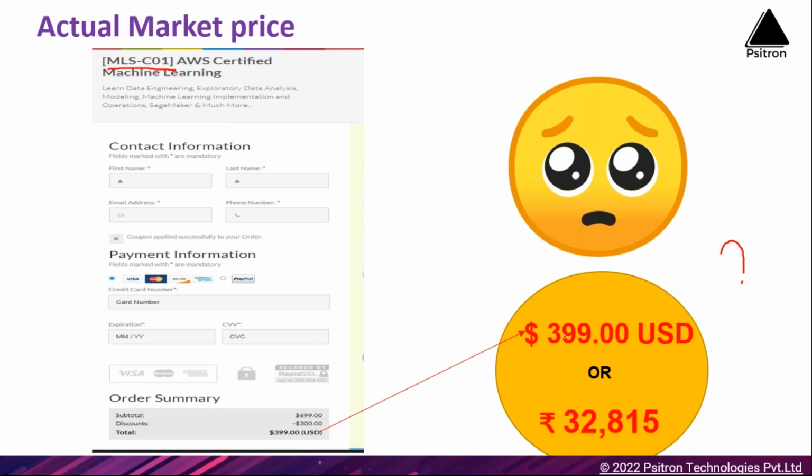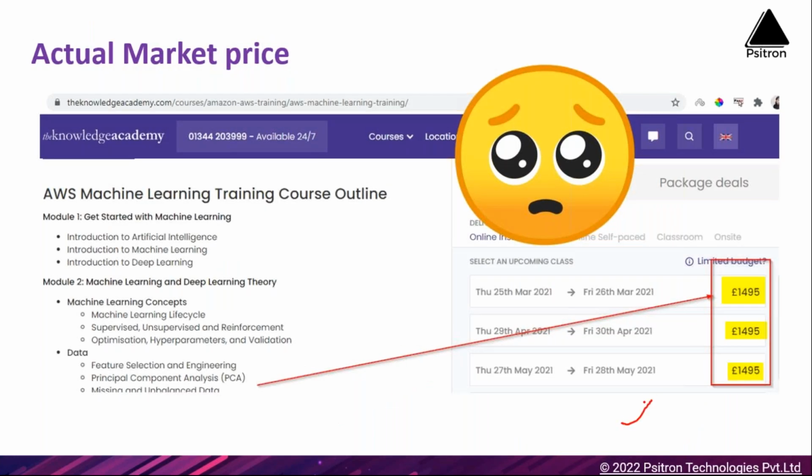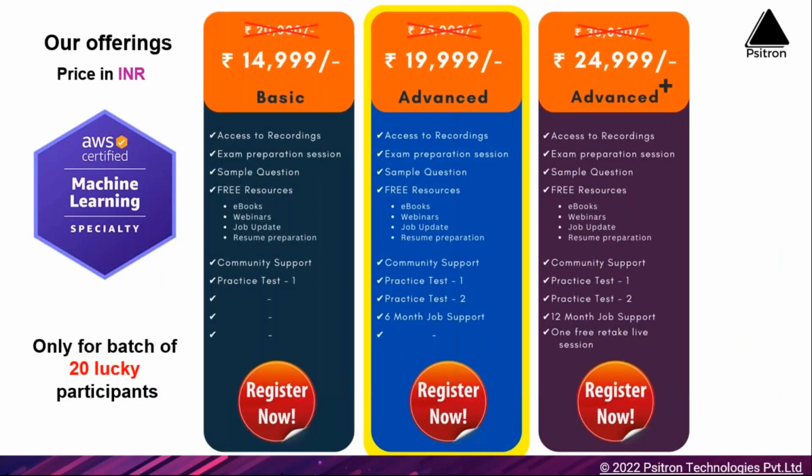It starts from $199. If you put it in Indian currency, it comes to around 32,000 rupees. And there is a wide variety of price points offered by different academies. This one, in pounds, comes to more than 30,000 rupees. And what we are offering for this particular course is not 30,000 at all. We are starting the price from just 15,000 rupees.